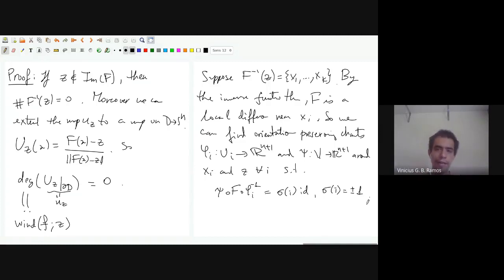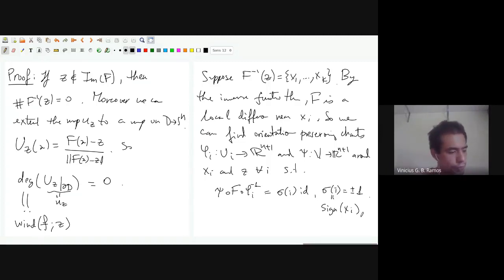Okay, so this sigma of i is really going to be the same as the sign of xi. So it's whether the derivative of F preserves orientation or reverses orientation.